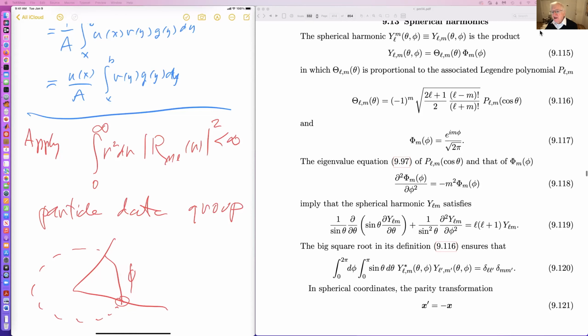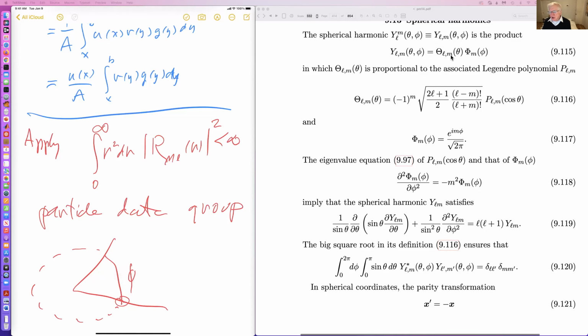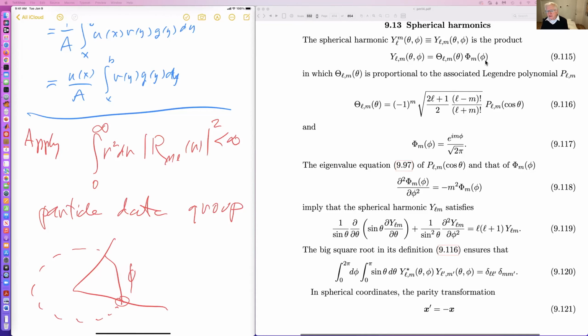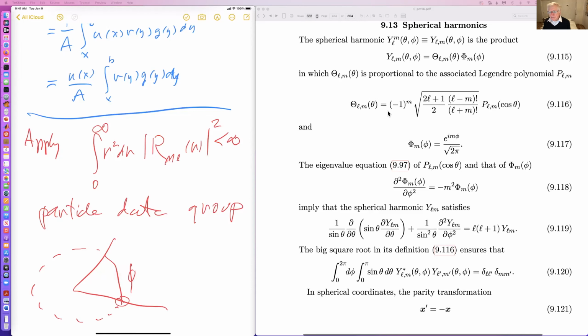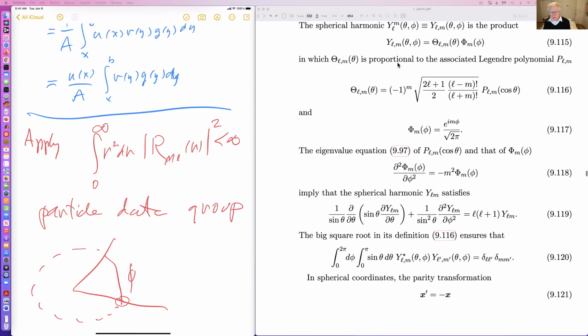Okay, the spherical harmonics are the product of the associated Legendre polynomial and this phi m of phi, and this is just e to the im phi. So this big theta is equal to the associated Legendre polynomial of cosine theta times this normalization factor, and phi m is a normalization factor e to the im phi, and so these are called the spherical harmonics.